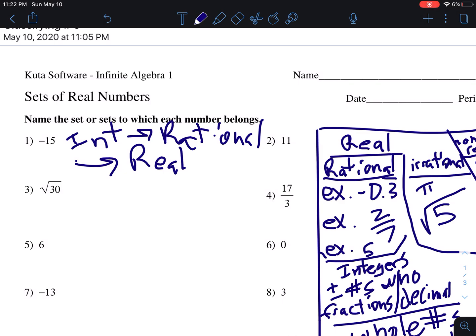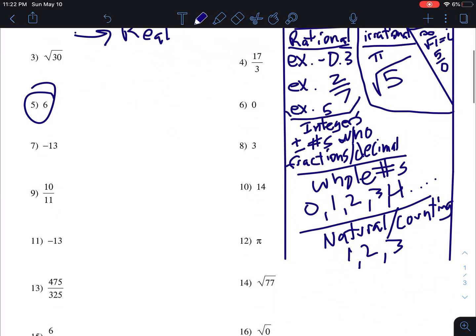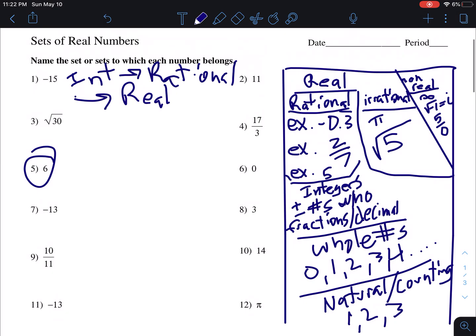So for each of these, I want you to go through every part that it could be in. So like the number 6 here on number 5, this is going to fit every one of these except for the non-real numbers. So this one right here, if we look at what we've got over here, it's a natural number, it's a whole number, it's an integer, it's a rational number, it's a real number. So it's going to have 5 things: natural, whole, integer, rational, and real. So that's what number 6 would be.